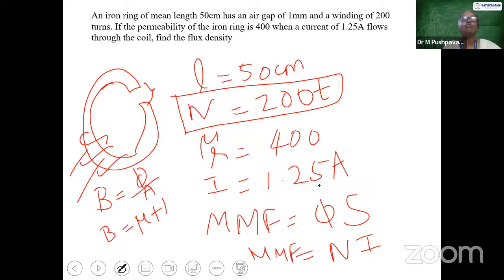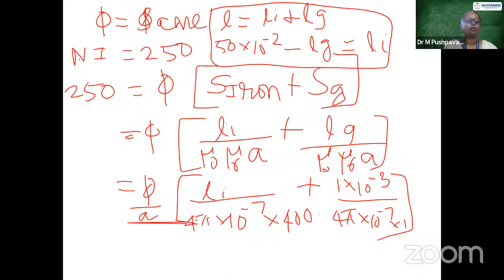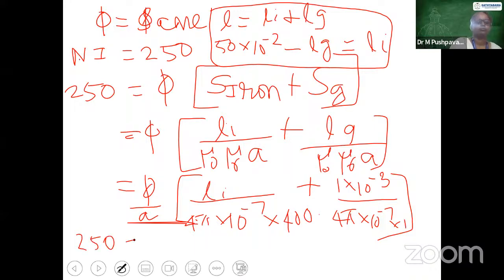Lg means the length of the air gap, that is 1 mm, 1 into 10 power minus 3. And 4 pi into 10 power minus 7, and nu r value is 1. Okay. So 250 is equal to flux by area, this is B. Find out all these values and divide, that will give the B value. You substitute and find out.